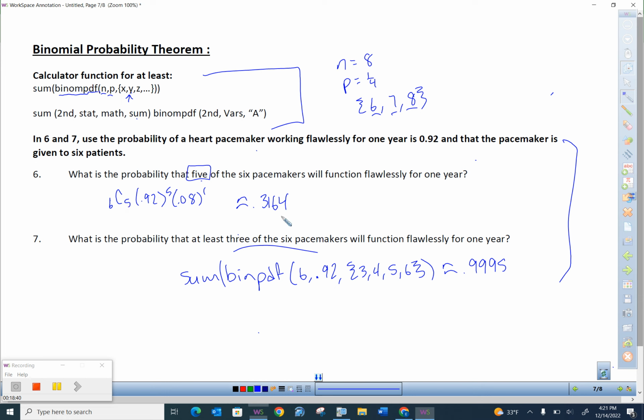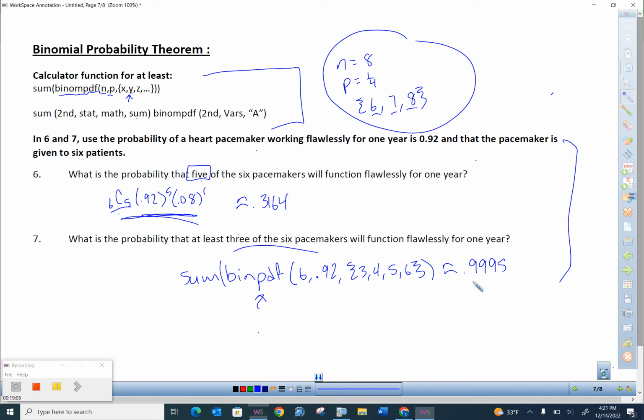That was about 0.3164, rounded. It is required for you to write what you type in your calculator, just like we've been doing all chapter. That goes for these ones where you're using your shortcut as well. I want you to write out what you're typing in your calculator. So at the very least, you need to show me the N, the P, and what's going in your set brackets, so I know that's what you're doing.